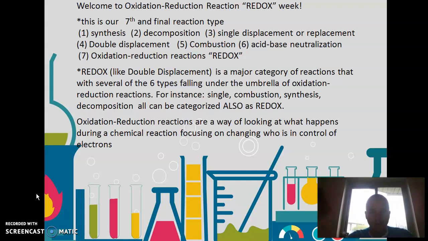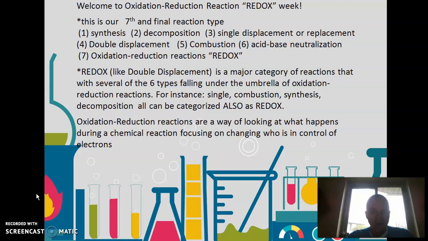Next week, we will visit double displacement again with a lab and take a closer look at what happens with double displacement. But let's not get ahead of ourselves. Let's enjoy the week that lies ahead. Oxidation reduction reactions.